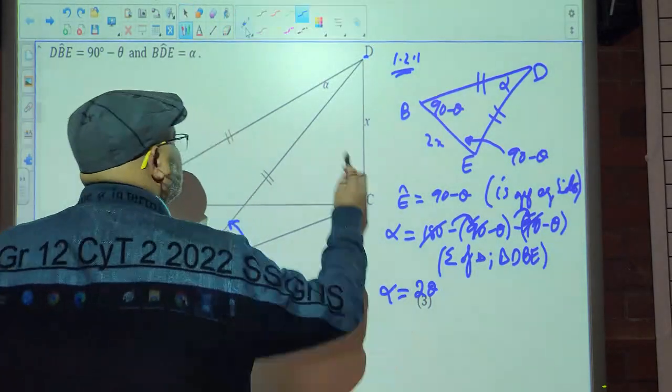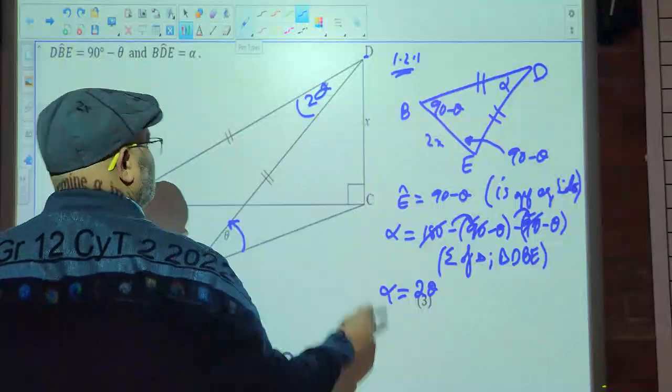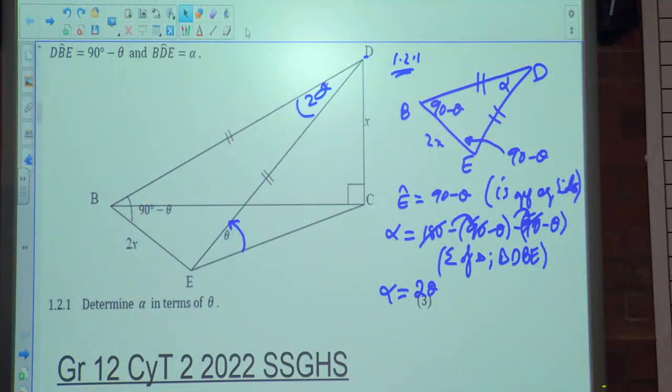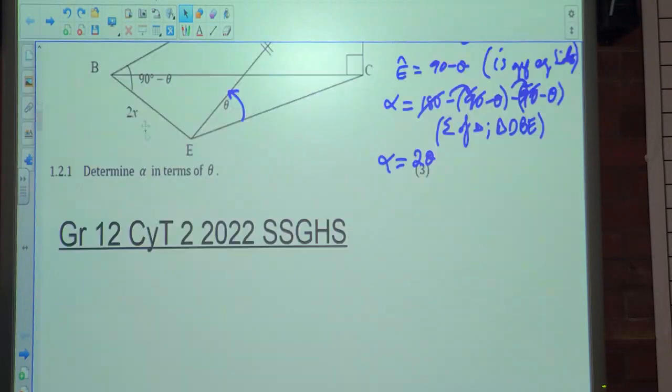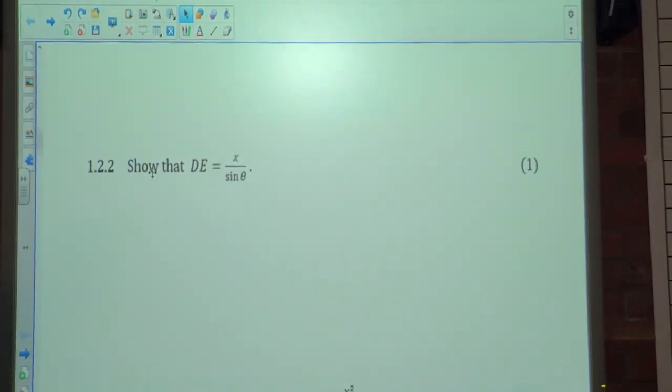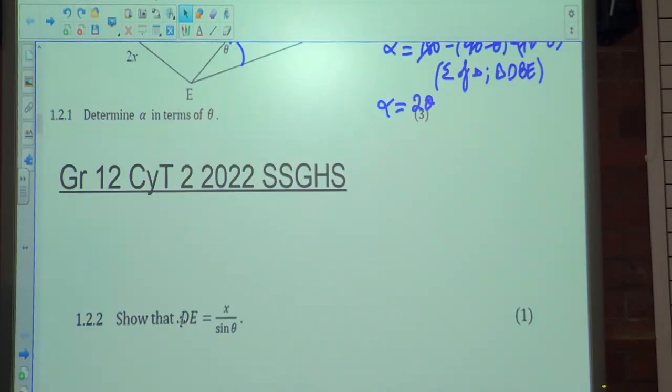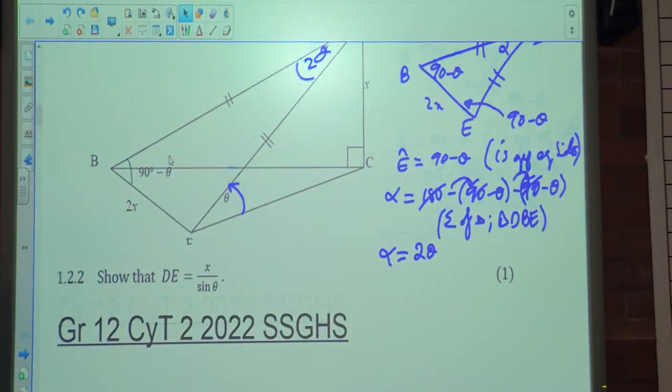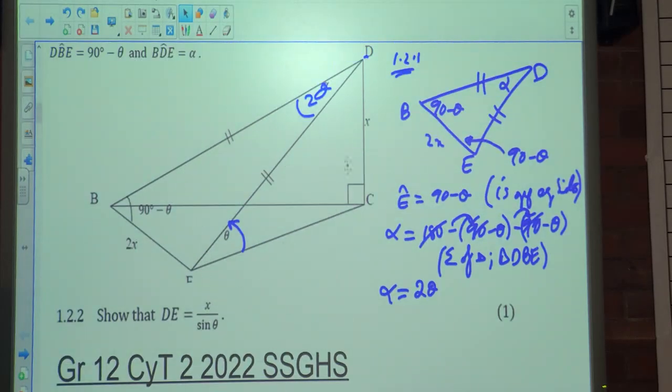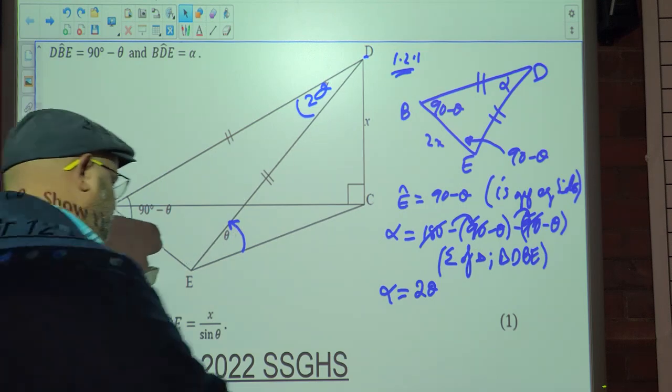Let's go to the next question. The next question says, show that DE is equal to x over sine theta. DE, where's DE? So you see in this triangle here, DE, I must pick up this length. Let's just take this off here.